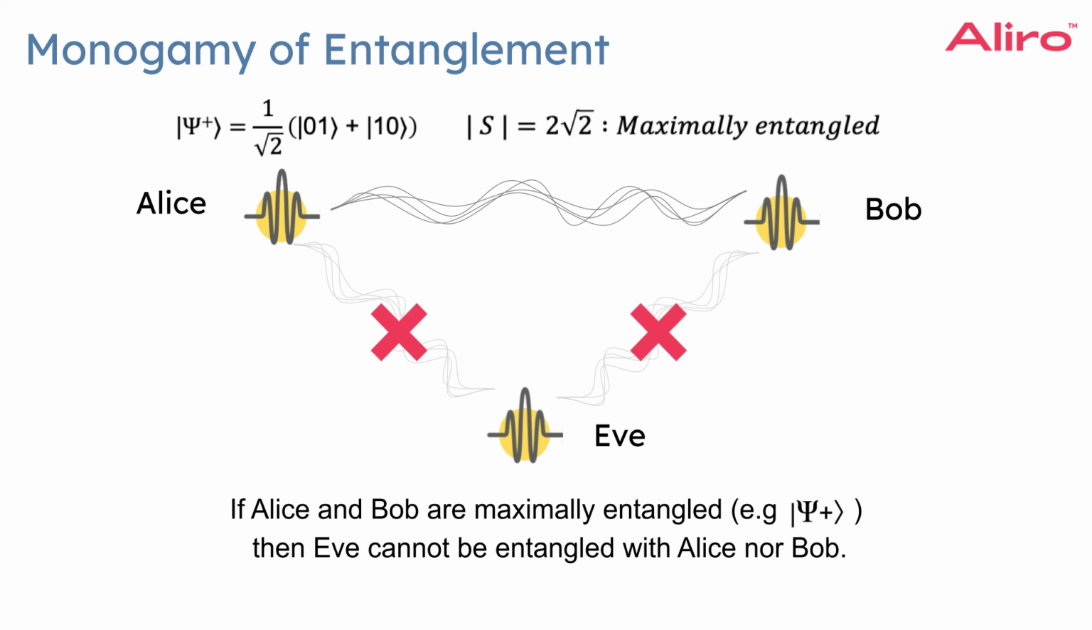The concept of monogamy of entanglement says, in essence, that if 2 photons are maximally entangled with each other, then it's impossible for a 3rd photon to be entangled as well. And this turns out to be important for the security of entanglement-based QKD.